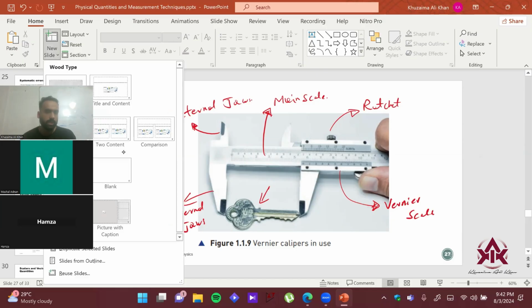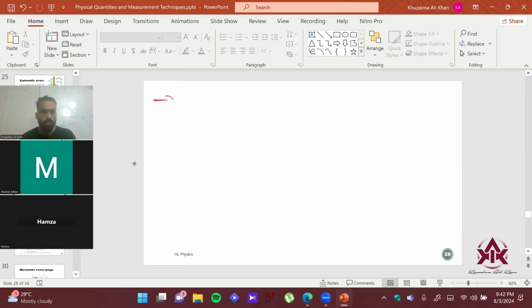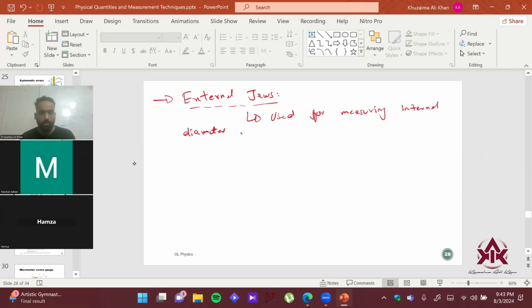Okay, every part क्या क्या show कर रहा होता है बैठ के, ठीक है. So we have external jaws which are at the bottom, at the top of the instrument, ठीक है. So ये क्यों इस्तेमाल होते हैं? Let me just write it down over here. So external jaws are basically used for measuring internal diameter of hollow spheres.